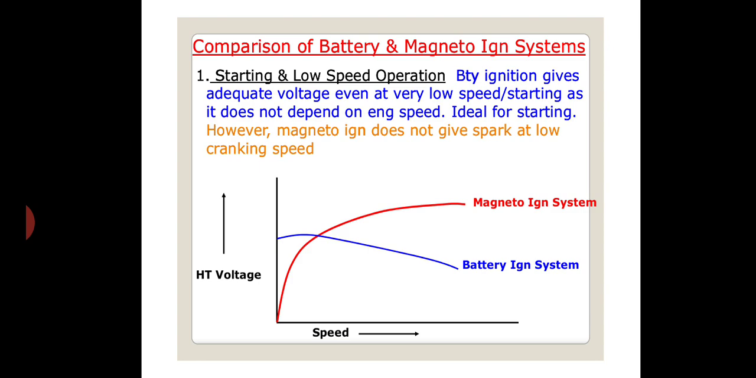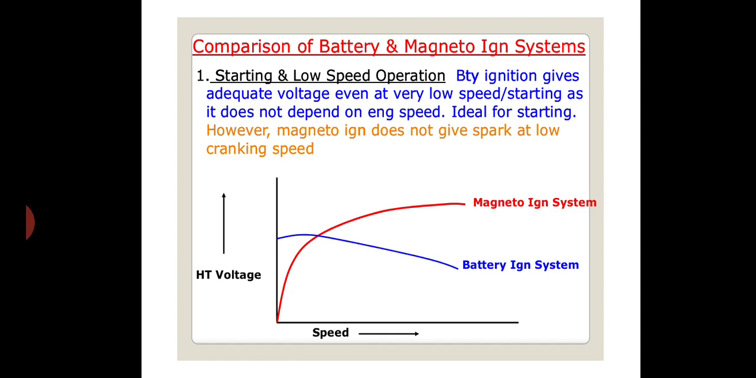Now we are finding the variation of the breaker current versus the speed of the engine of the battery ignition system and the magneto ignition system. Now the maximum current at the break occurs at about 1000 sparks per minute in case of 12 volt battery ignition system.